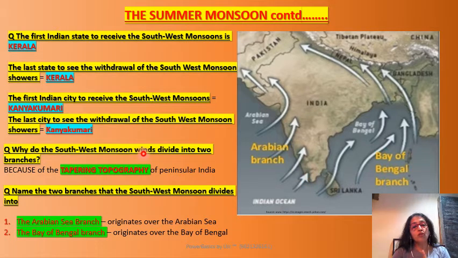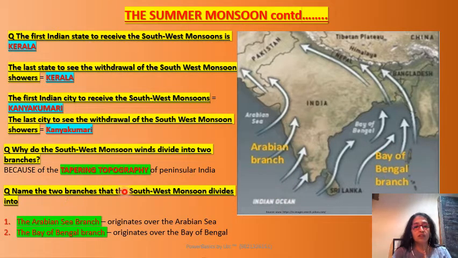Why do the southwest monsoon winds divide into two parts, the Arabian Sea branch and the Bay of Bengal branch? Because of the tapering topography of India. India is a peninsula. That means it is surrounded by sea on three sides: the Arabian Sea, the Bay of Bengal, and the Indian Ocean. So because of this tapering topography, TT, the southwest monsoons are divided into two parts.